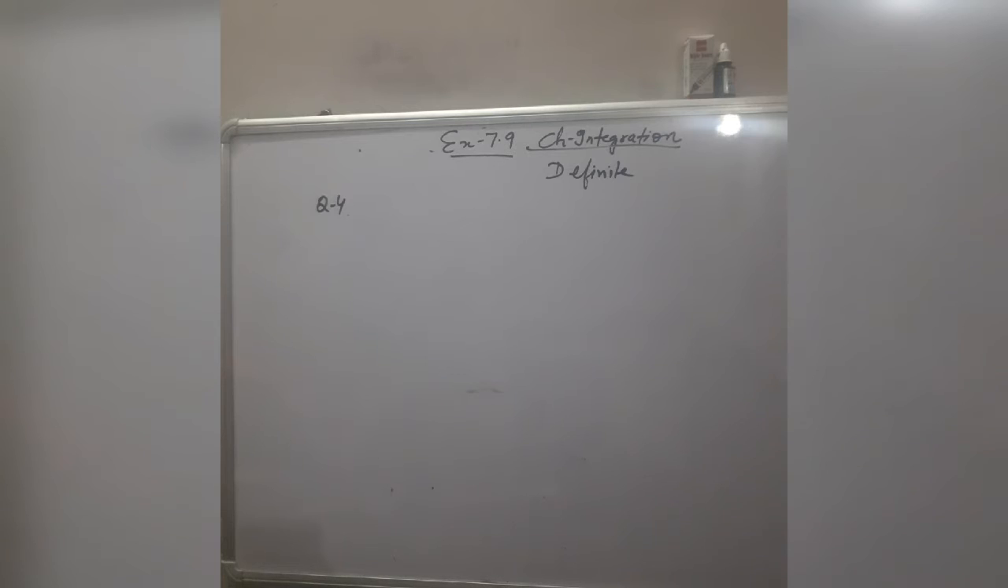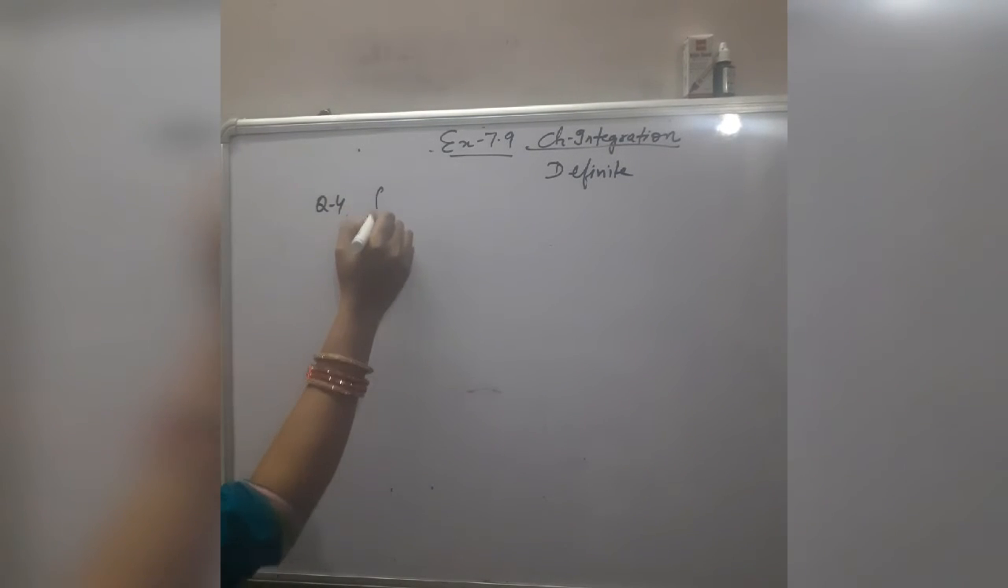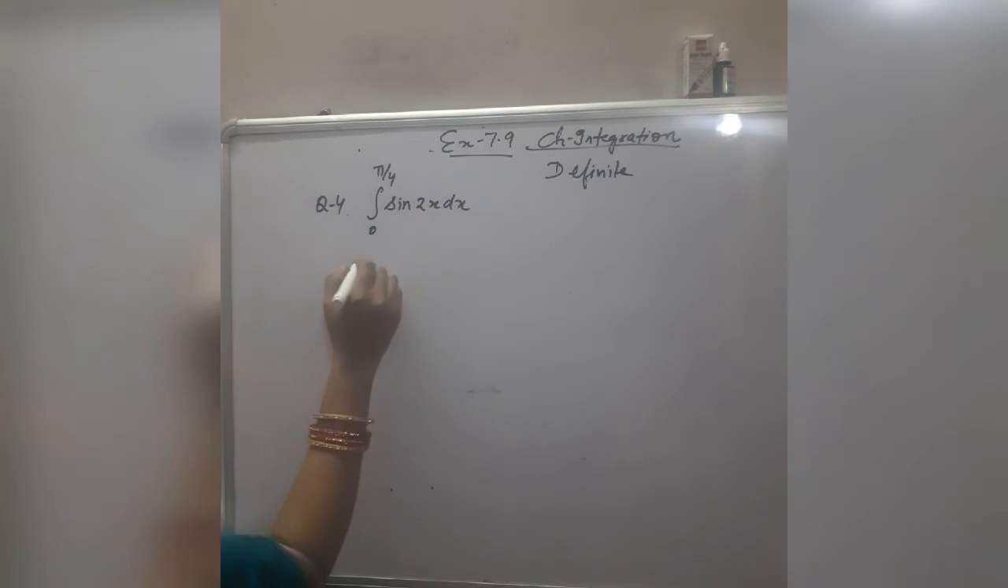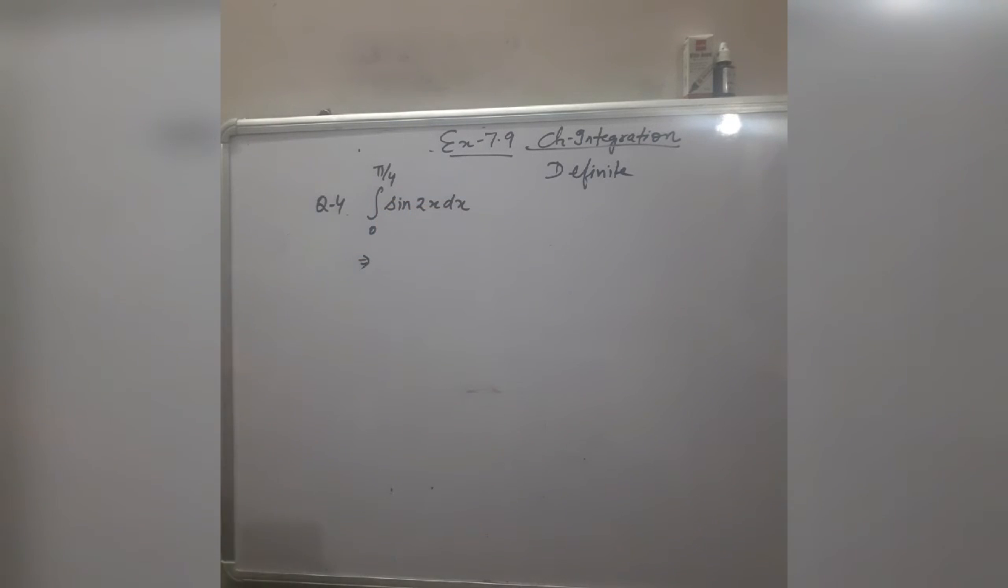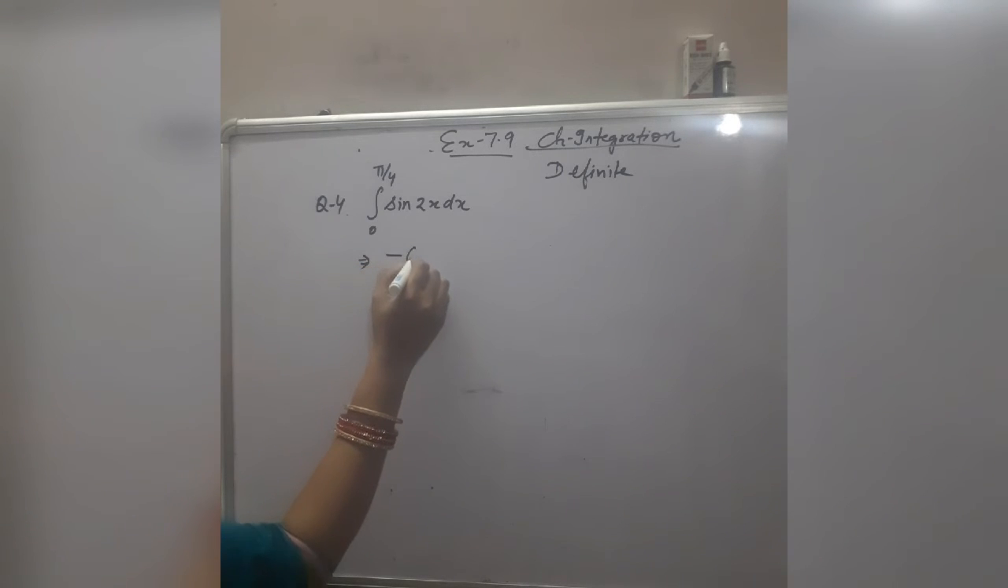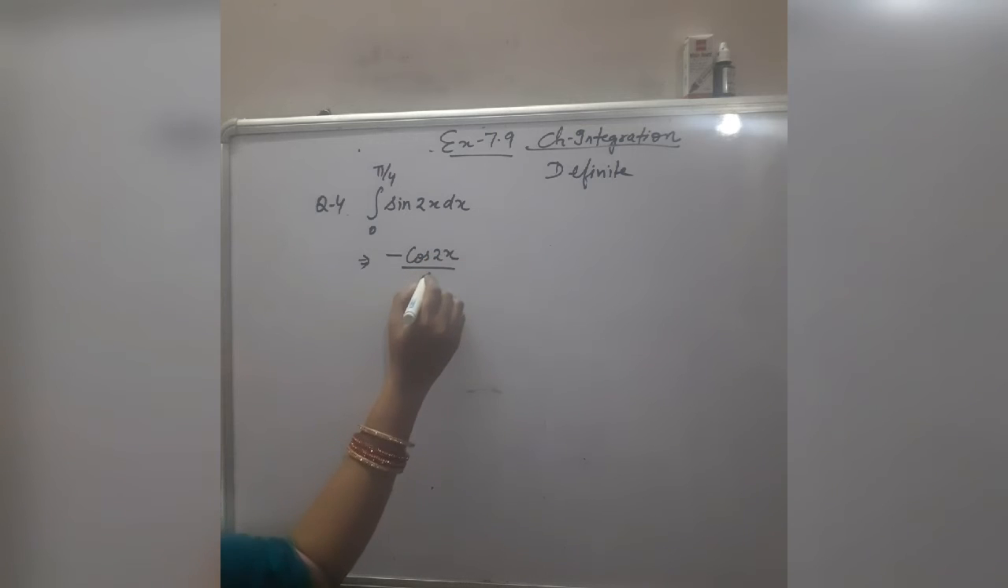In question number 4, the statement is integration with limits 0 to pi by 4, function is sine 2x. And now what is integration of sine 2x? All of you know that integration of sine 2x is minus cos 2x. Derivative of 2x is 2, so divide it by 2. Now upper limit and lower limit.